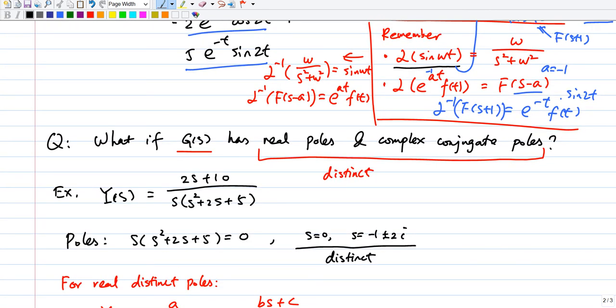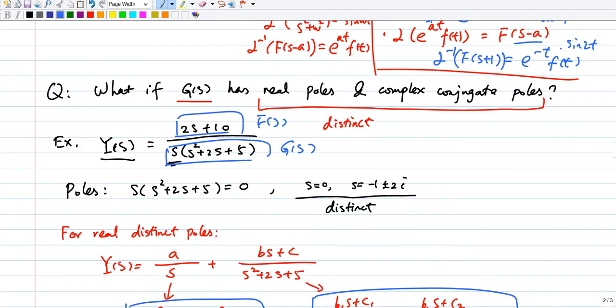Let's say I have Y(s), which is 2s plus 10 divided by s times (s squared plus 2s plus 5). The only difference between this one and the previous one is I added one more s over here. So we have one more real pole. Here you can see this again as F(s), and this again as G(s). First of all, we still have to compute the poles. I'm not going into the details, it's very straightforward. You set G(s) to be 0 and solve, which gives s times (s squared plus 2s plus 5) equal to 0. The 3 poles are 0, and the other 2 poles are minus 1 plus or minus 2i. So those are distinct poles.